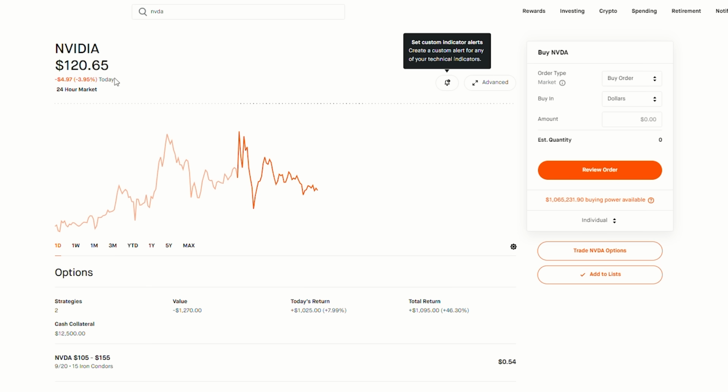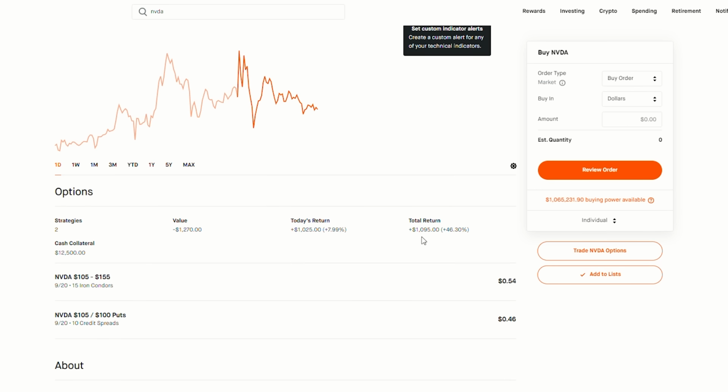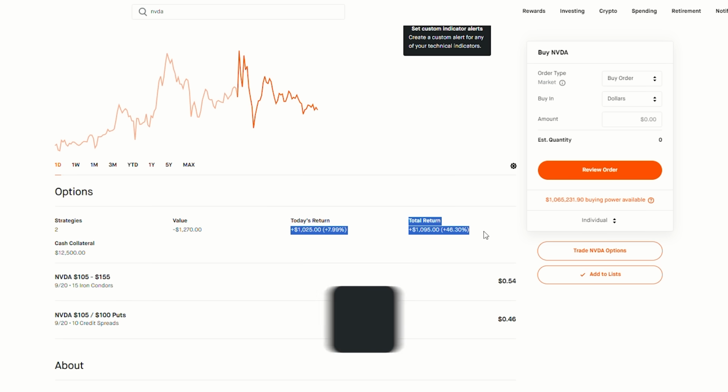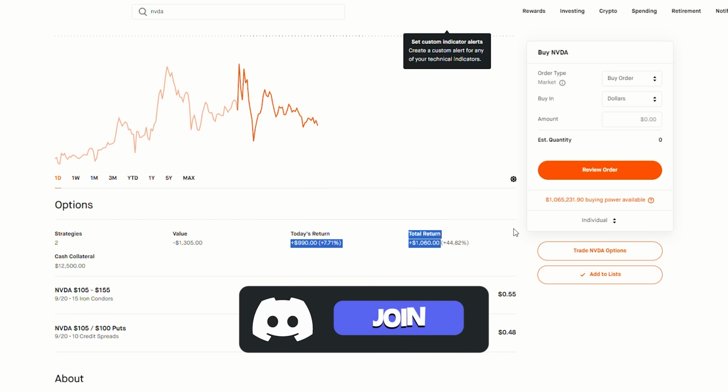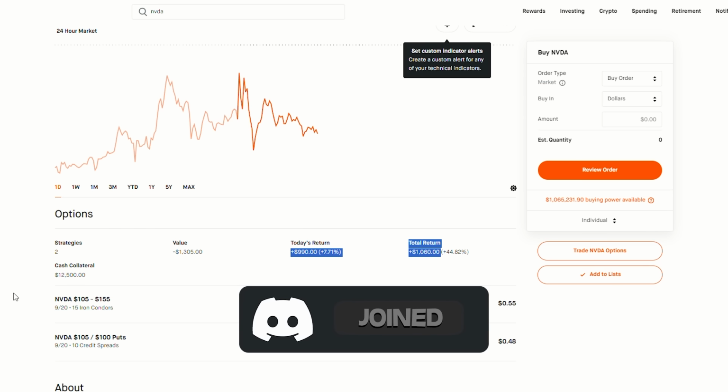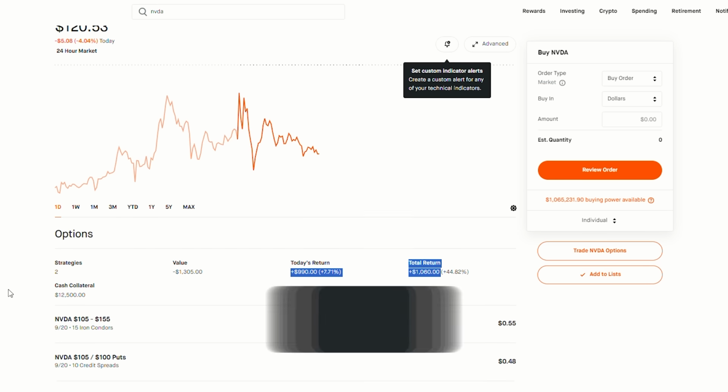Nvidia reported some good numbers. However, the stock did not rise. The stock is actually down 4%. Now, luckily, I'm making money on the stock and I did not buy call options. I actually have an iron condor here, and I also have some put credit spreads. I made $1,000 just today, and this is a position that I've recently opened up in my Discord community. So I made over $1,000 in a short amount of time here, and you can see here that this is more of an option selling strategy.